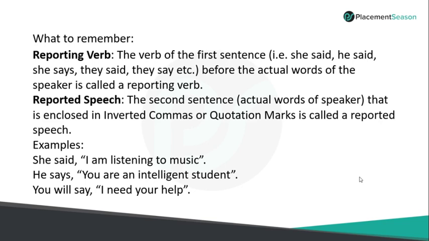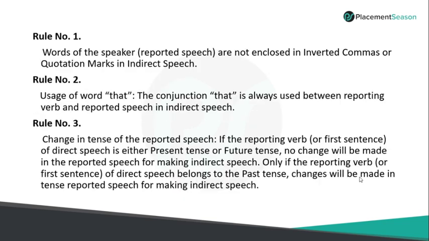Clear? Now let us see a few rules that are used when changing the speech of the sentence from direct to indirect or indirect to direct. Rule number one, words of the speaker are not enclosed in inverted commas or quotation marks in indirect speech. Rule number two, the conjunction that is always used between the reporting verb and the reported speech. She said that she will be late.